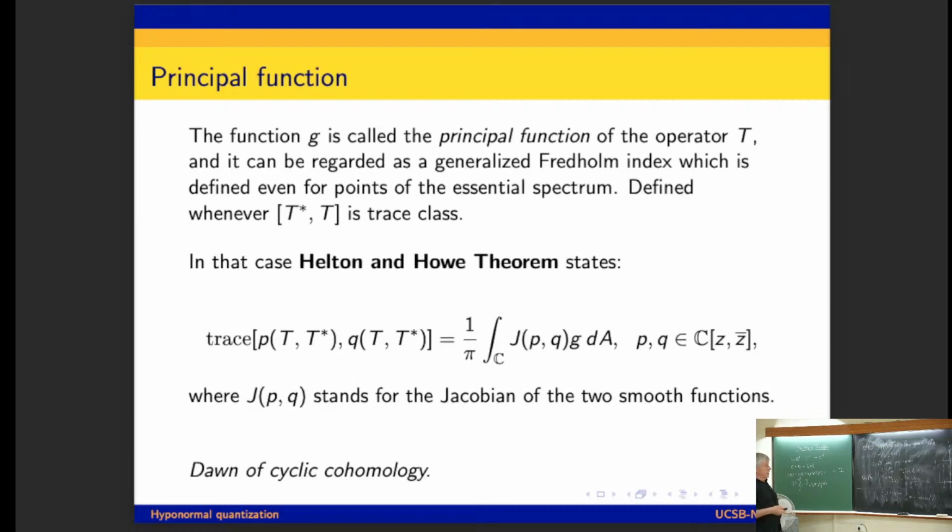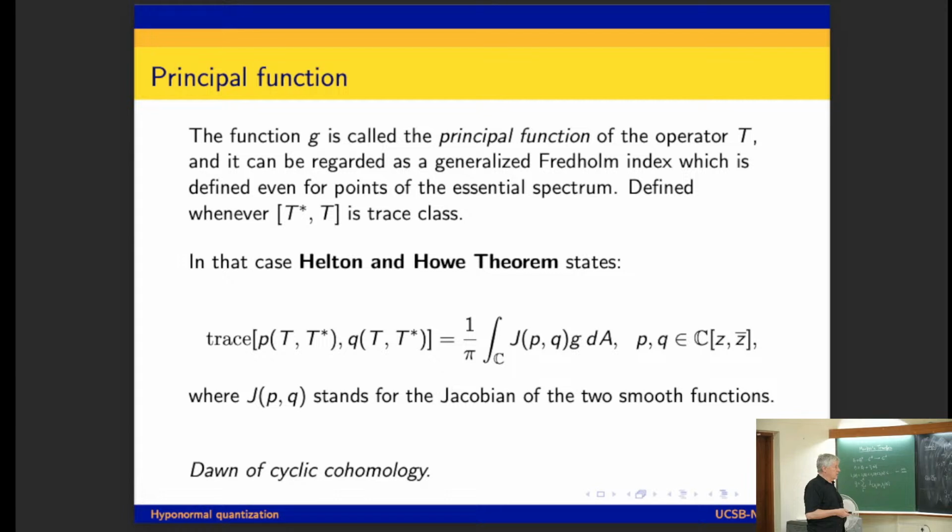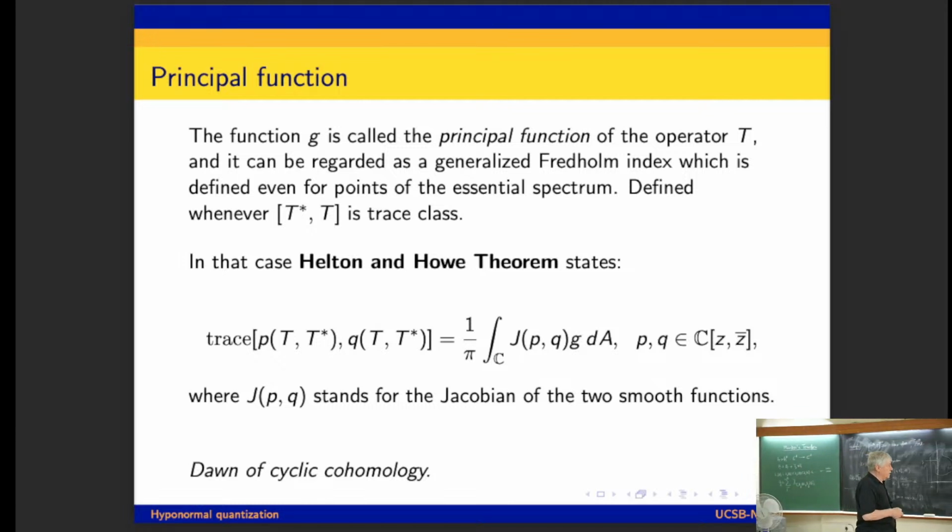And we have the Helton-Howe trace formula, which is quite remarkable by its invariance. You can pass to smooth functions, and from here you derive very good functoriality properties, naturality properties of G. G is attached to T.